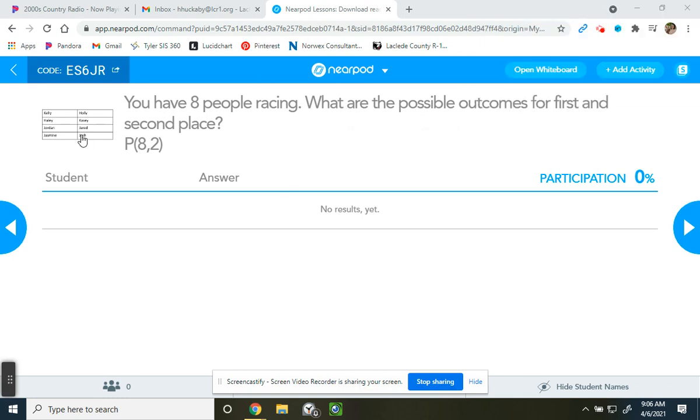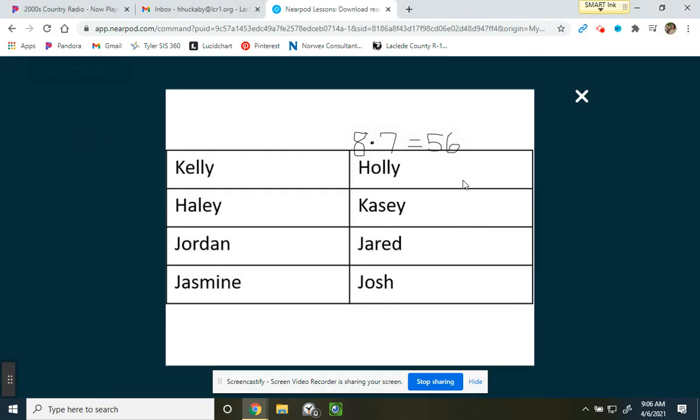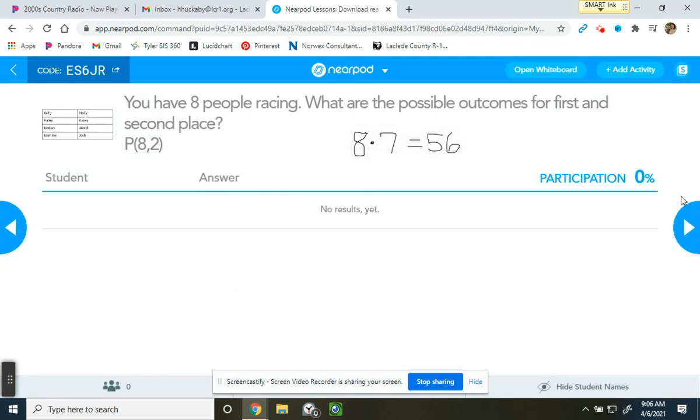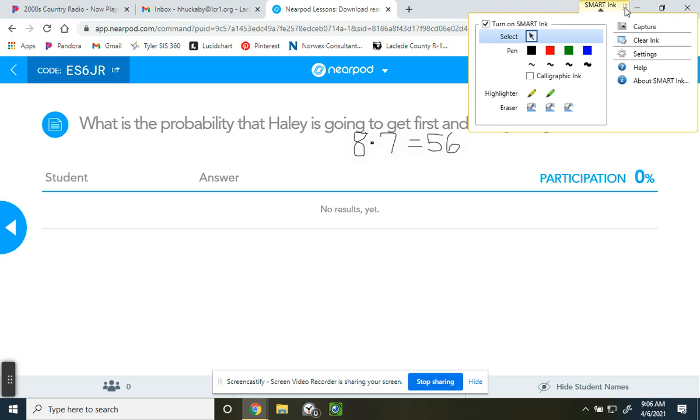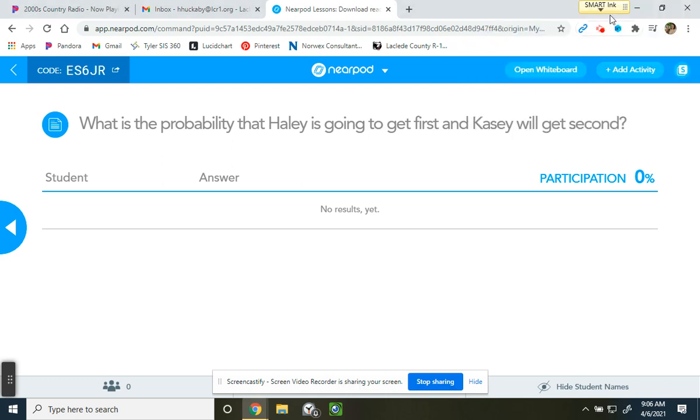Let me show you the actual picture here. So these are all the people. Of all these people, there's 56 different outcomes for someone to get first and second place. Okay, what's the probability that Haley's going to get first and Casey will get second? Well, there's only one place that could actually happen. How many different options did we say we had? 56, so 1 out of 56.